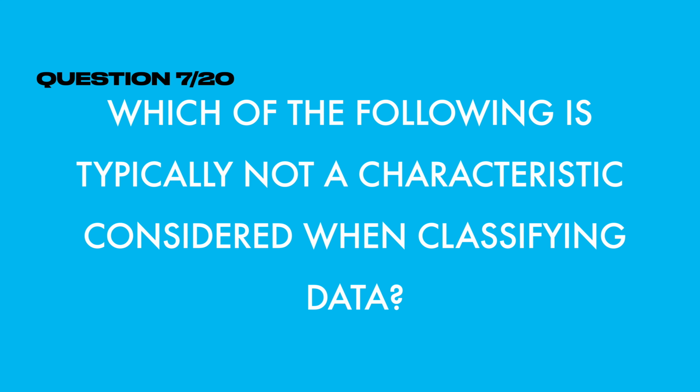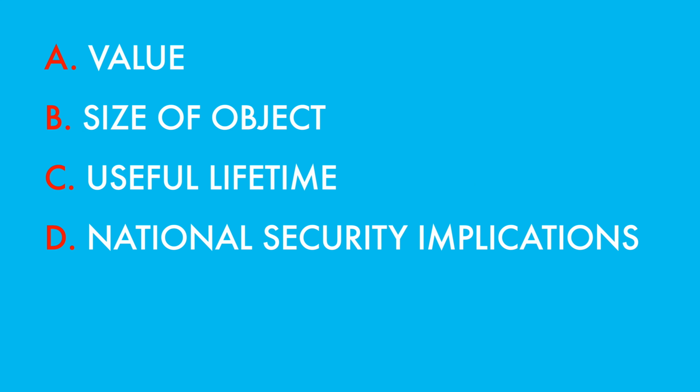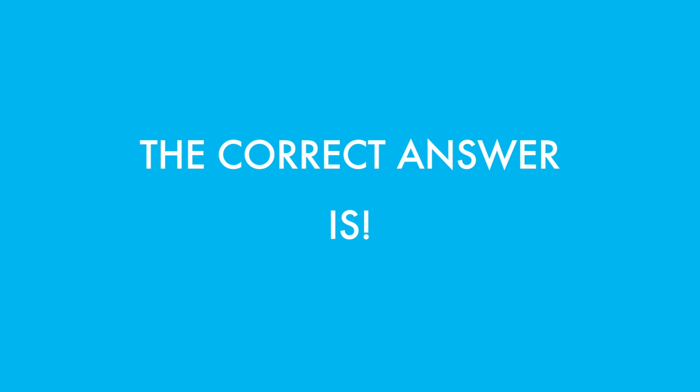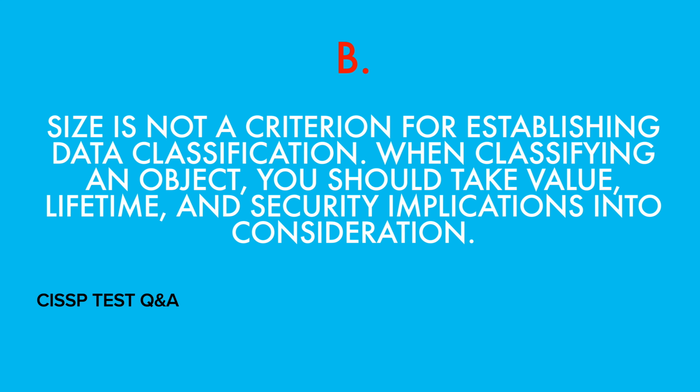Question 7 of 20. Which of the following is typically not a characteristic considered when classifying data? A. Value. B. Size of object. C. Useful lifetime. D. National security implications. The correct answer is B. Size is not a criterion for establishing data classification. When classifying an object, you should take value, lifetime, and security implications into consideration.